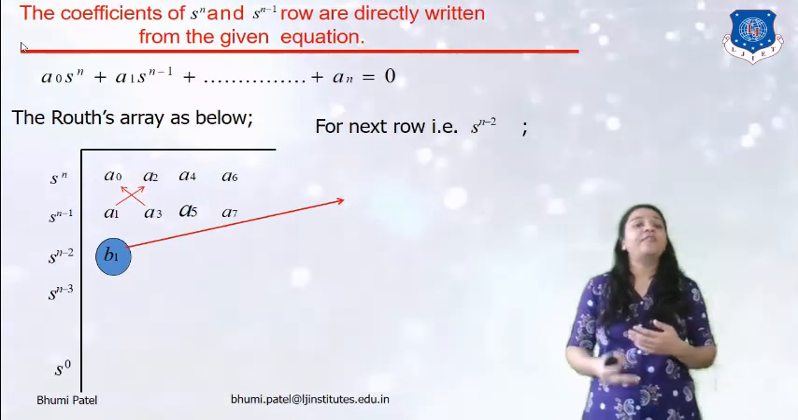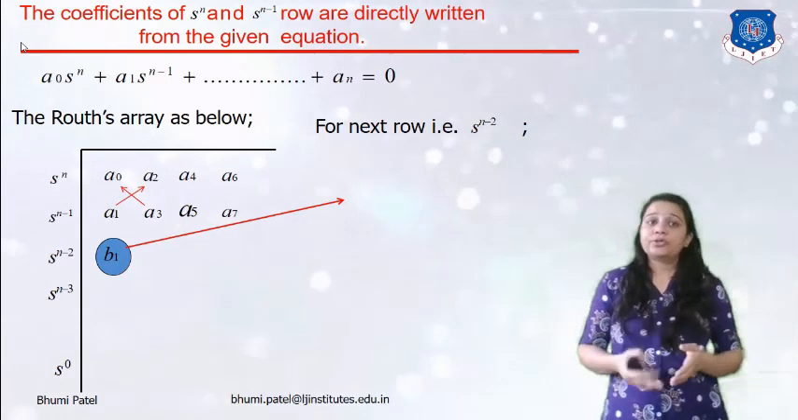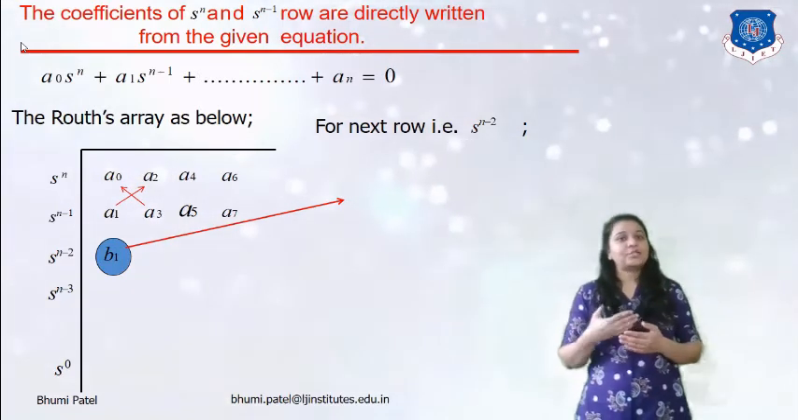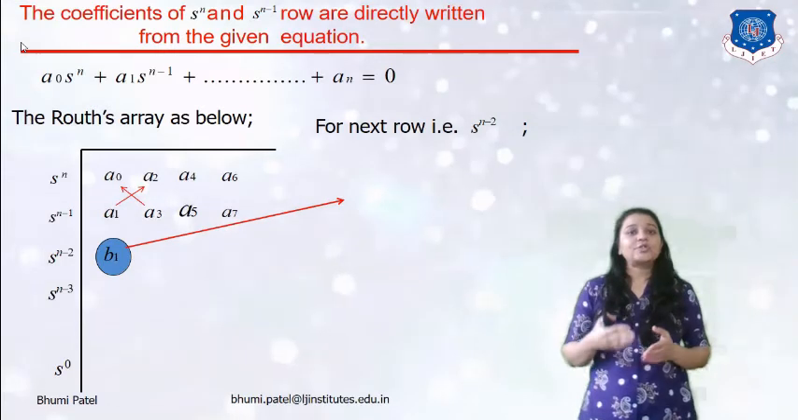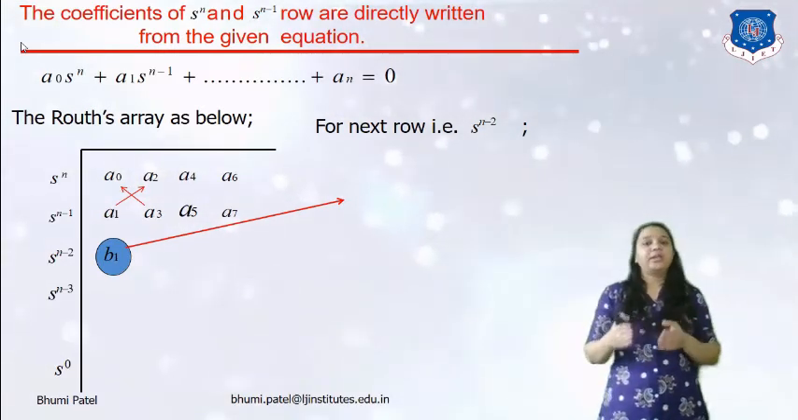Now how can we find the stability of the system using the Routh array? The coefficients of the s raised to n and s raised to n minus 1 rows are directly written from the given equation.